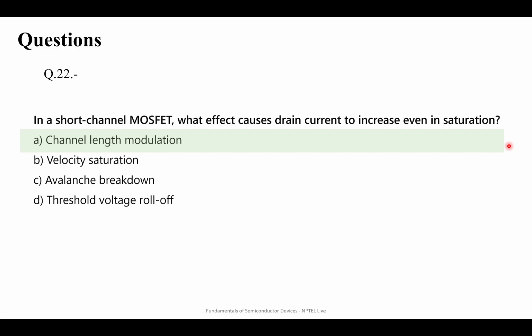But in a long channel, that modulation is not very significant, so it's ignored. But in a short channel, that modulation is comparable to your channel length. So if your modulation is in the order of 1 to 2 nanometers and your channel length is around 20 or 30 nanometers, that 1 to 2 nanometers is very significant there. So that will affect the drain current, because in a shorter channel your current should be higher.